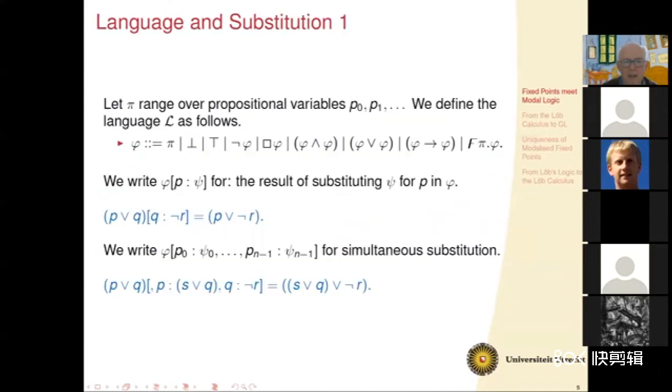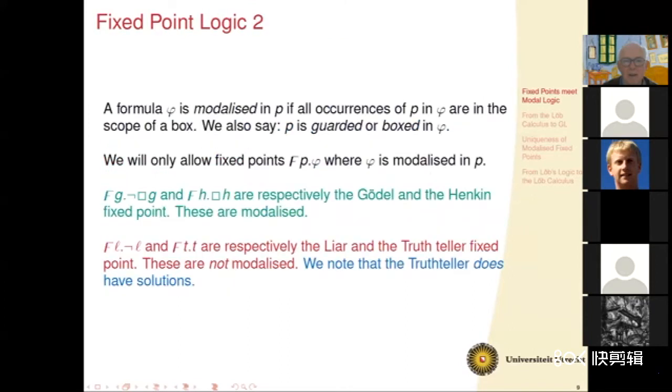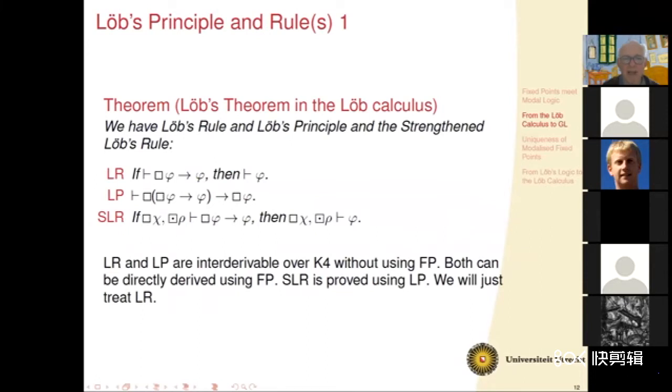No. Okay, box dot rho is an abbreviation for rho and box rho, right? So it's really the conjunction of the formula with box of the formula. So the strong Loeb's rule really strengthens things, because Loeb's rule is a special case of it, but you can easily see that over K, if you don't have four, then the strong Loeb rule is stronger than Loeb's rule and is as strong as Loeb's principle.